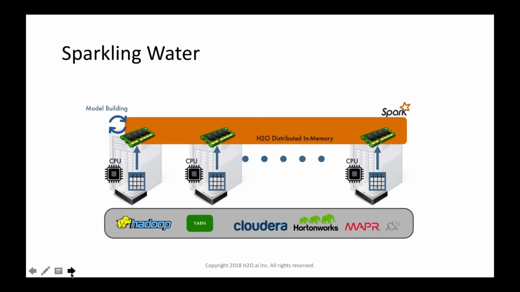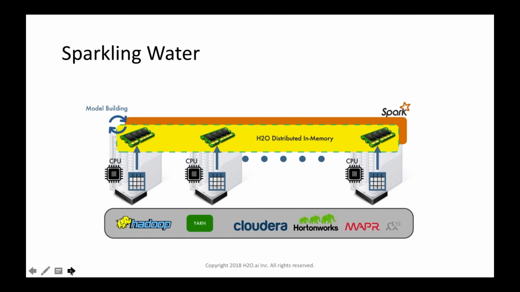Now here's our sparkling water cluster. It looks very similar to the cluster before. We have some Spark cluster running on Hadoop in this case. And all that happens with sparkling water is we start H2O on top of that Spark cluster, and Spark and H2O are connected, allowing for that seamless toggle between the two types of data frames.